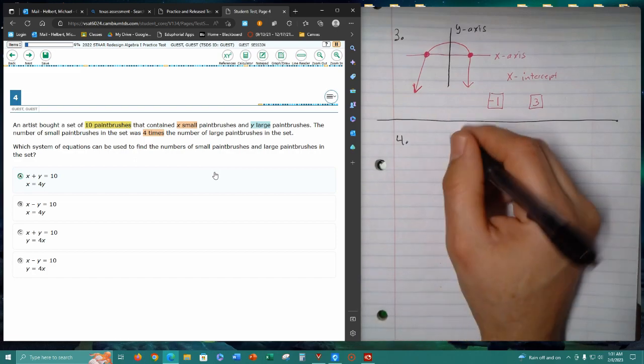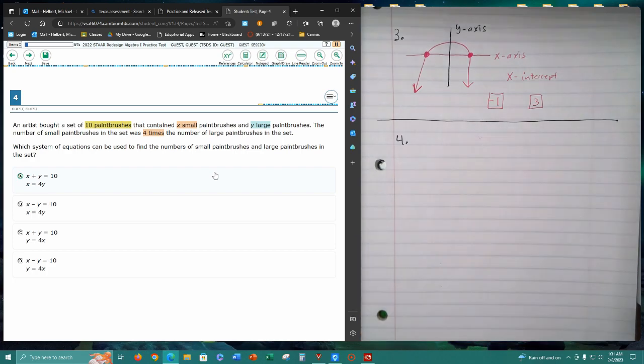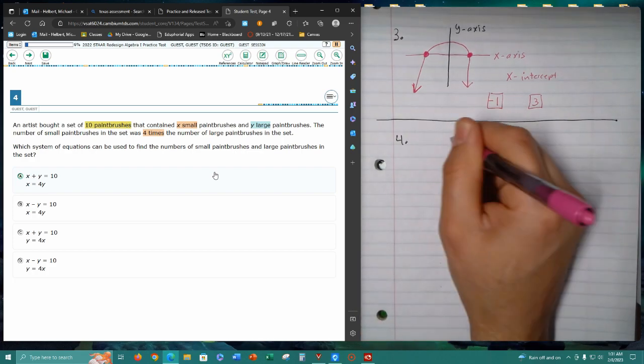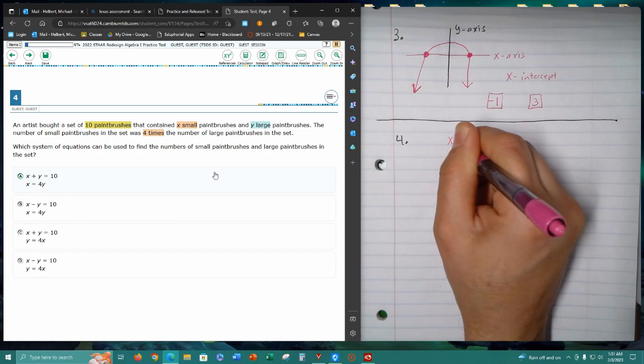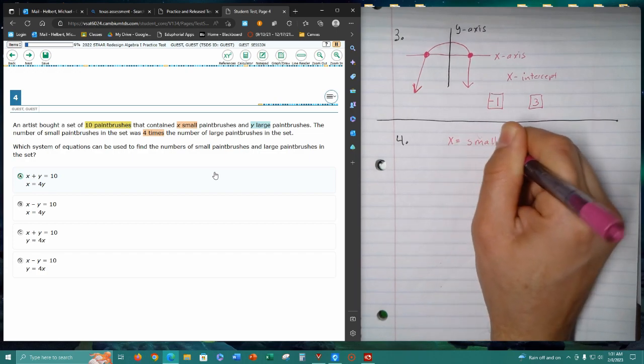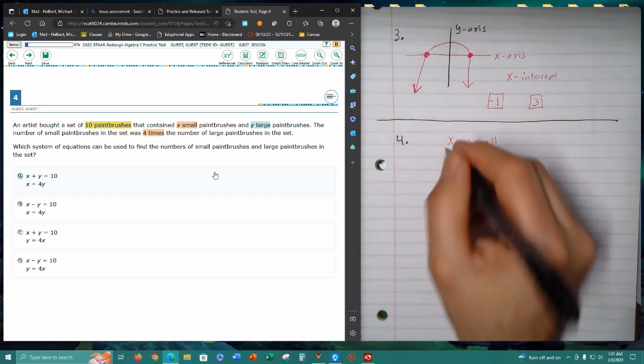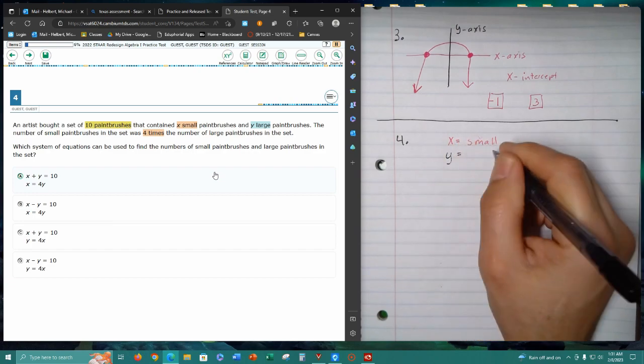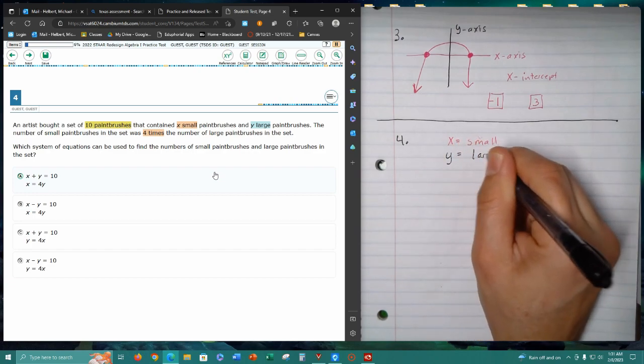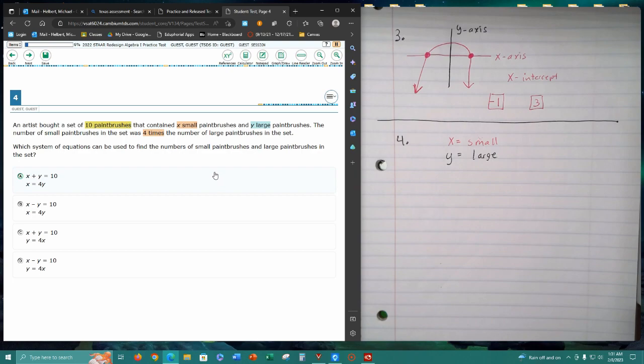I know that we have small. I'm going to do that one in red. That's going to be my X. I'm going to put X is equal to small brushes and Y is equal to large brushes. So just before I do any math, I just want to go ahead and write a note to myself.